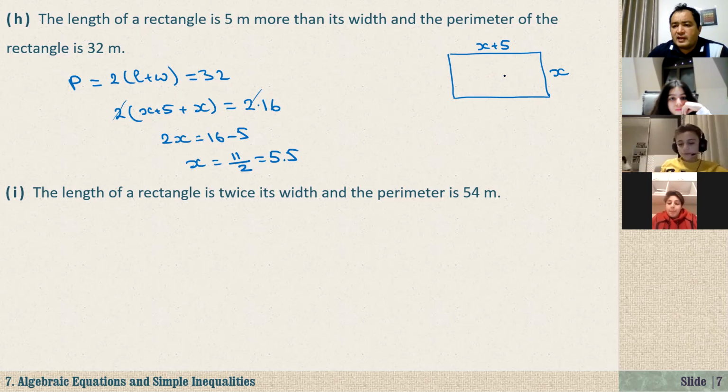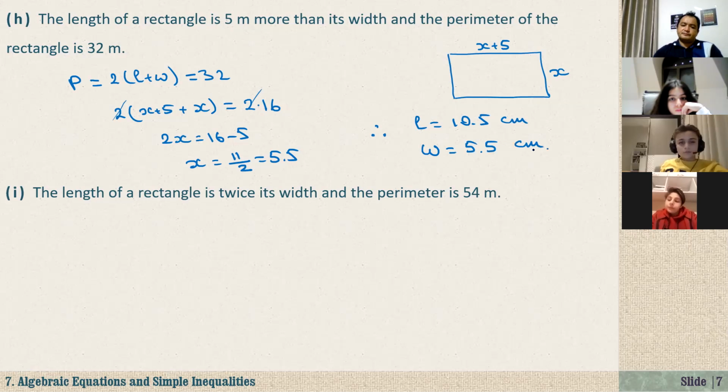If we have to find the length and breadth of this rectangle, then length is equal to x plus 5. That's equal to 10.5 cm. And how about the width? The width is equal to x. That's equal to 5.5 cm.